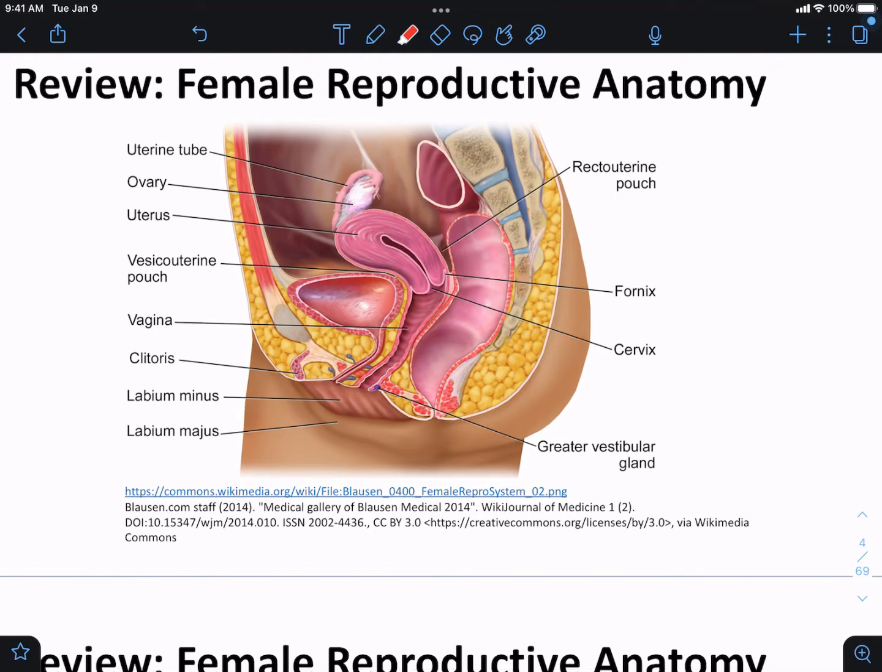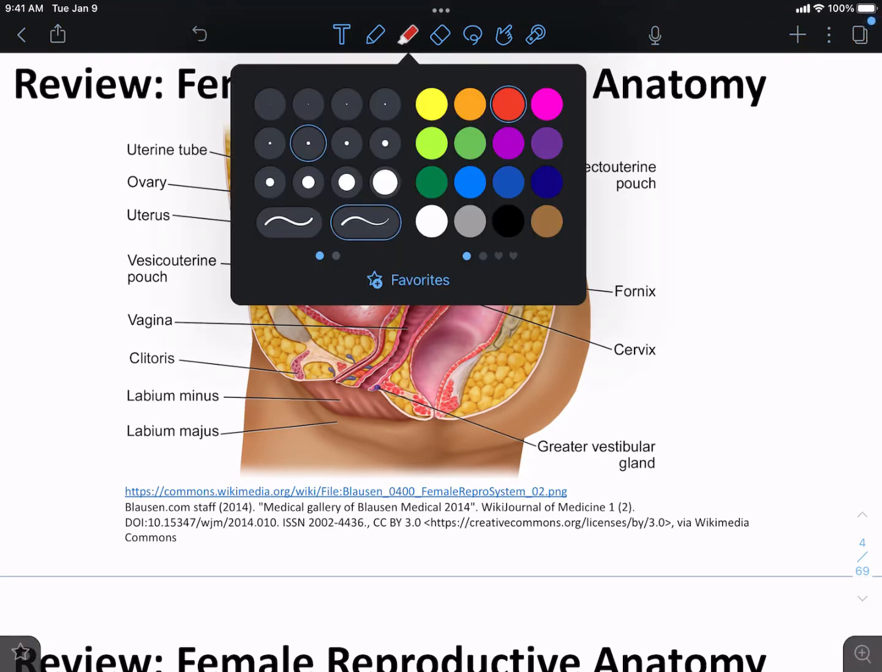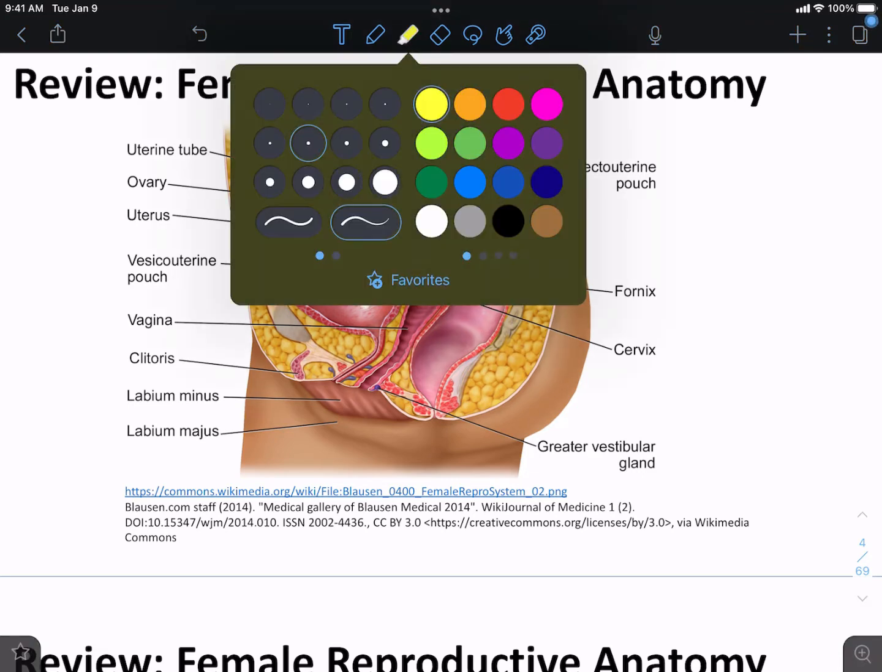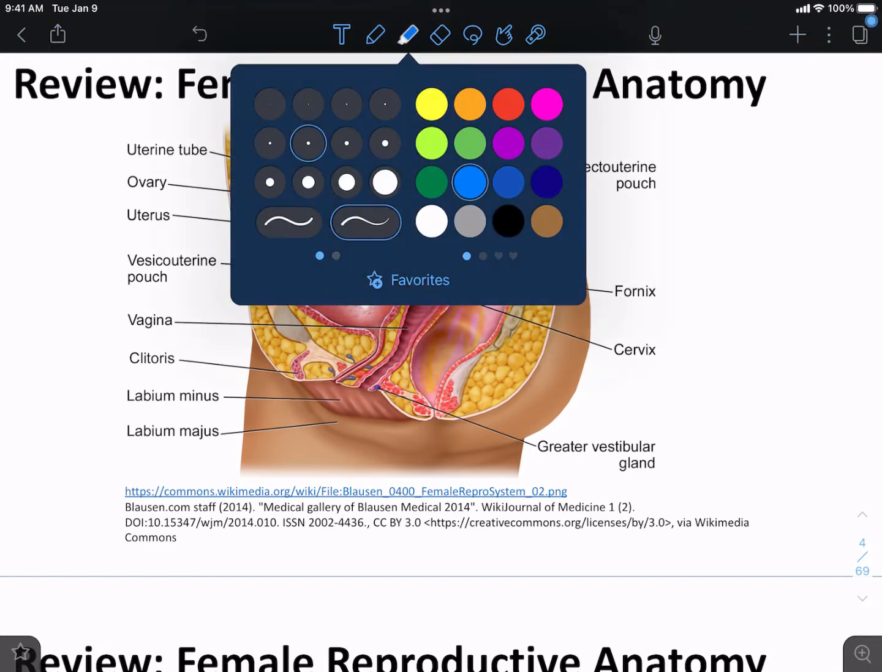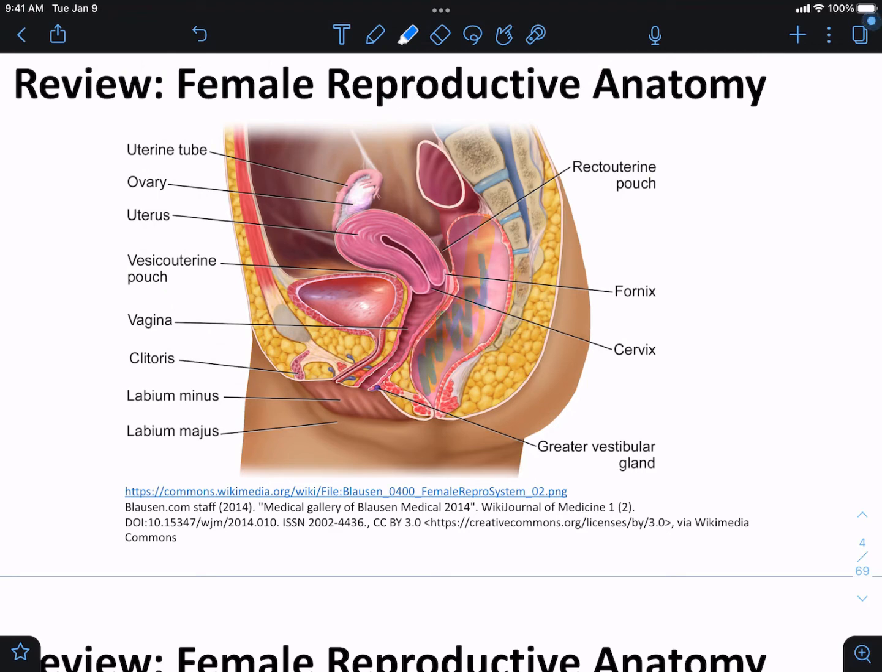Once again, we're in the pelvic region here, and we have some structures that are closely positioned, surrounding the reproductive structures. Of course, we've got our colon here, same as with the males, and then we've also got our bladder right here.